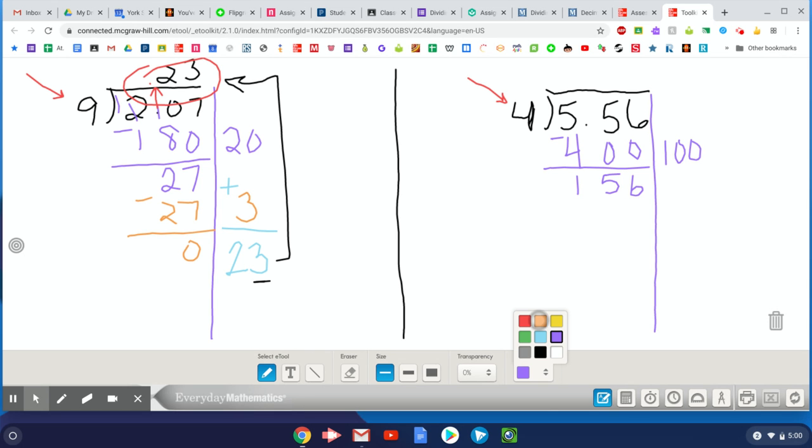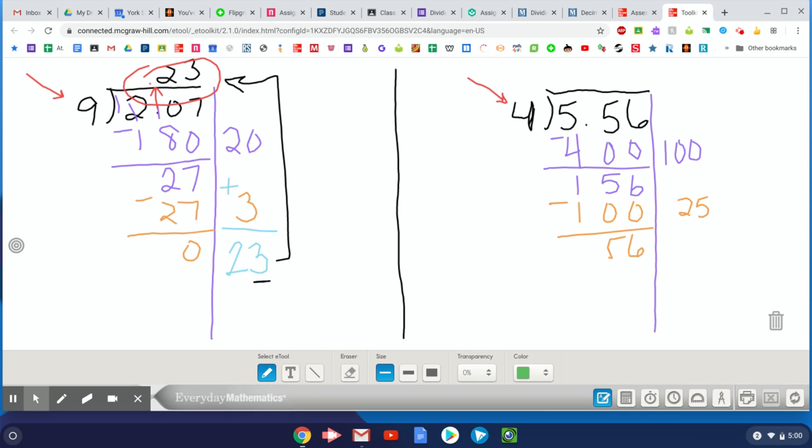Okay, on to the next step. How many 4s are in 156? Well, 25 4s. Yeah, 4 quarters, right? 25 4s, that'd be $1. It'd be 100 pennies, 100. So let's go with that. Let's go with 25 4s. 25 times 4 is 100. And then we're left with 56.